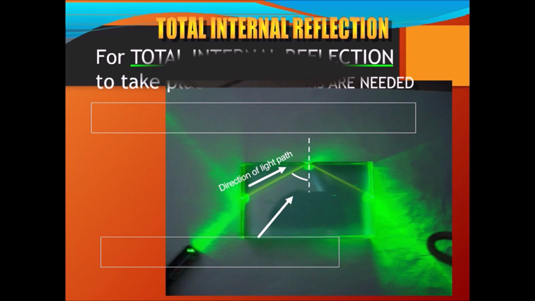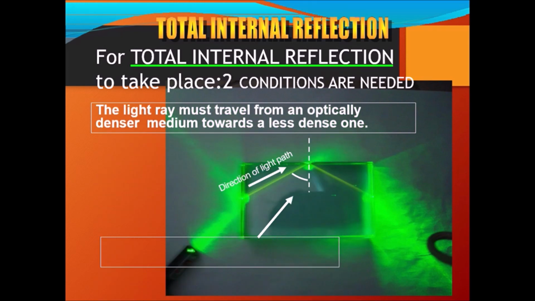So look at this here. The first condition is that the ray of light must travel from the optically denser medium to the less dense, that is the rarer medium. So for total internal reflection to take place, two conditions are needed. Number one, the ray of light should travel from the denser medium, and it is supposed to go to the rarer medium. Very important. So the ray of light is supposed to travel from where? From denser. Where is it supposed to go? To the rarer. So it will always start from the denser medium and try to go to the rarer medium.